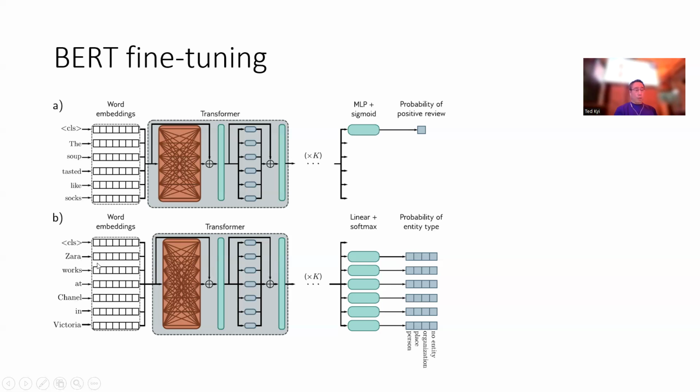Okay. So the word works is just this fixed embedding we have for the word works. The output of this model is going to be a vector that is specific to works in the full sentence. Zara works at Chanel in Victoria, and so on. So it's now, instead of a fixed embedding for the word, a context-aware embedding for the word.